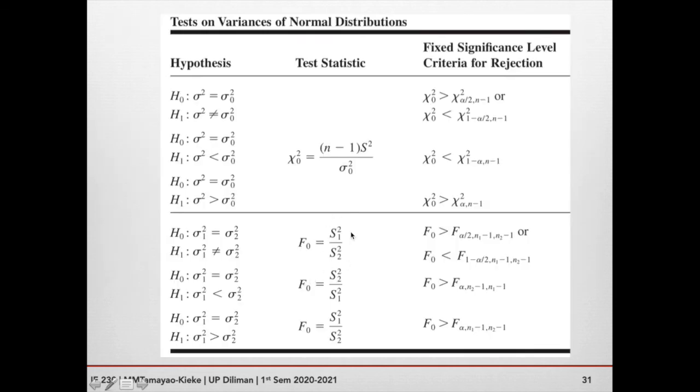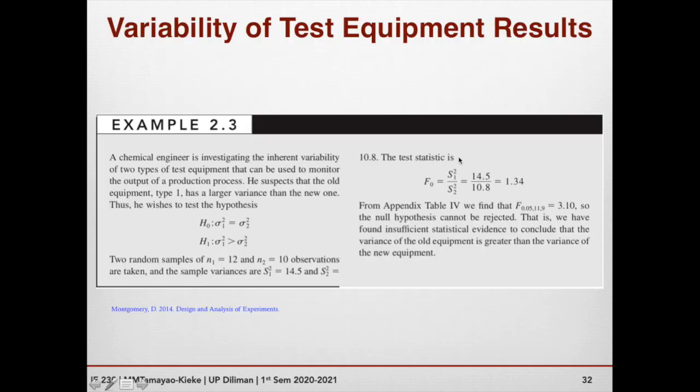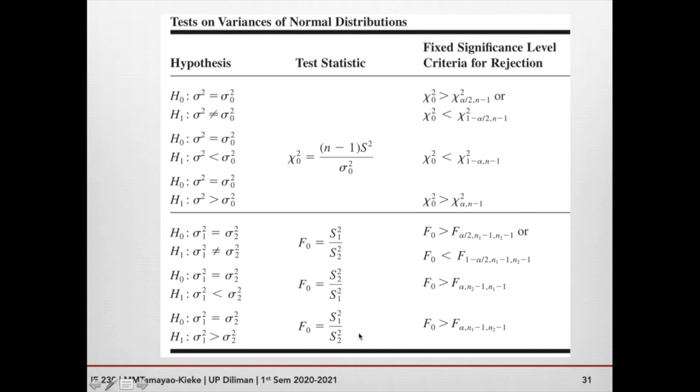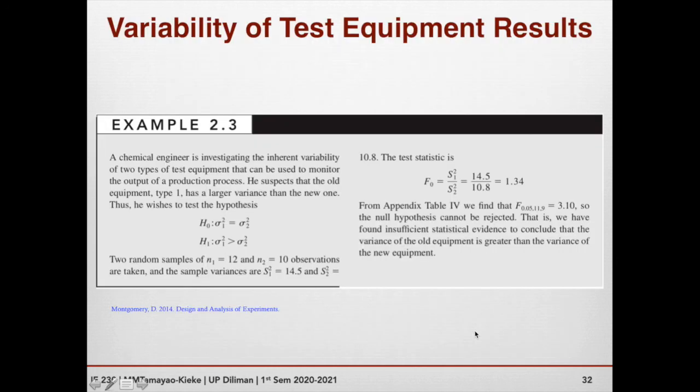you can now compute your F statistic, right? The test statistic is S1 squared over S2 squared. Why? Because we're looking at this case. All right, and our critical region will be this one, where these two are needed to determine your degrees of freedom. Okay, so our F statistic is 1.34.